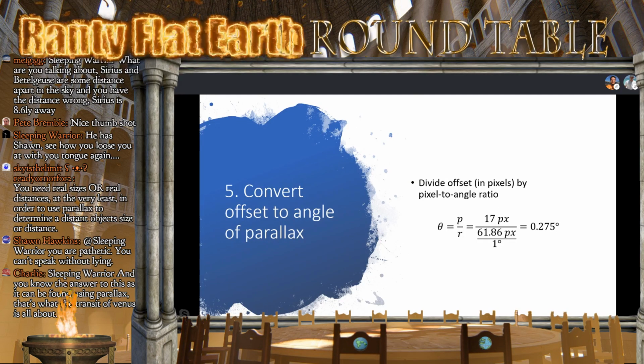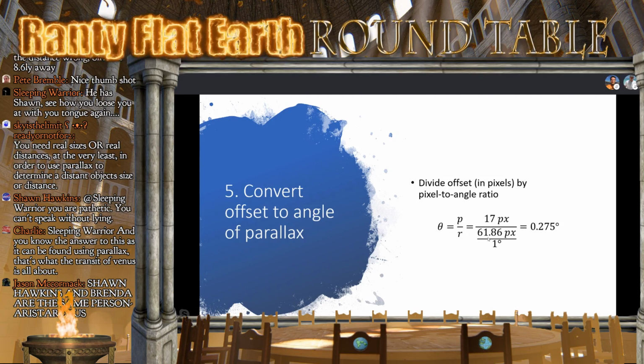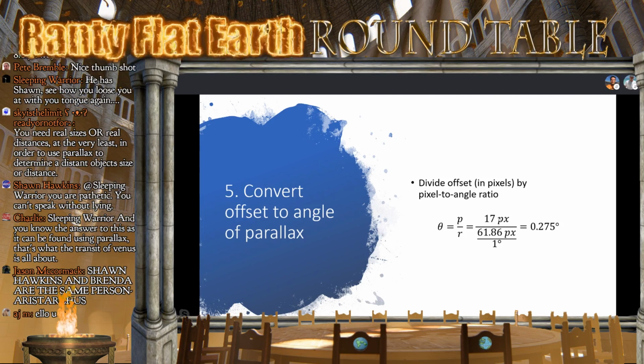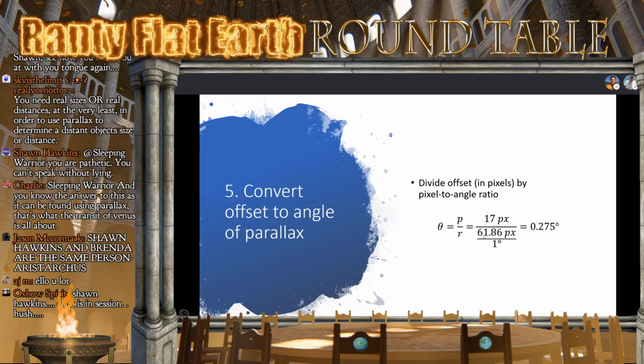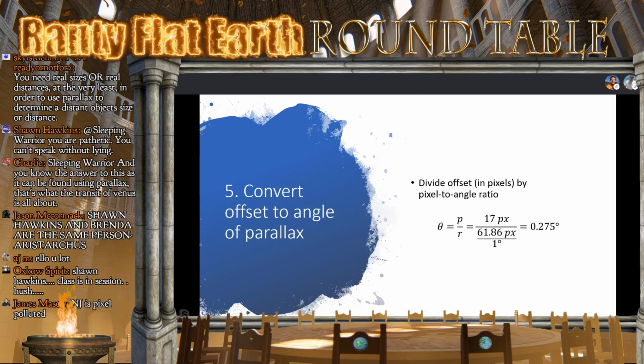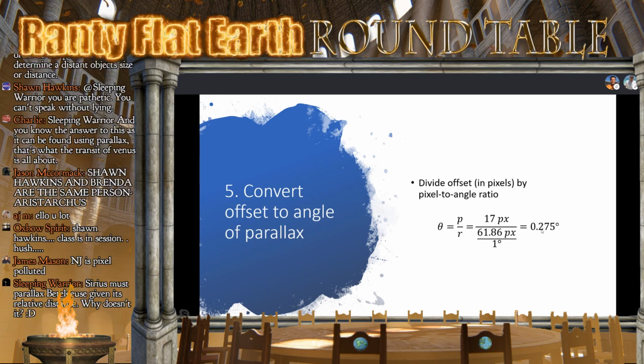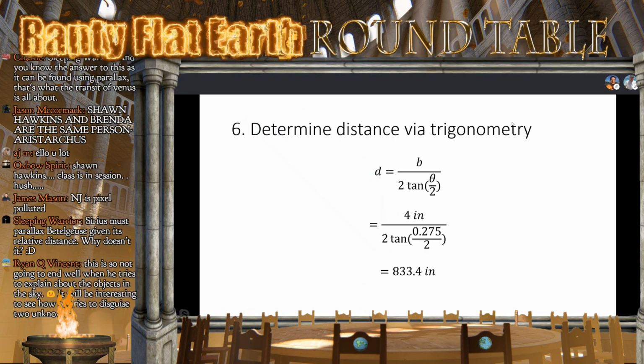I now take the pixel offset and divide it by my pixel to angle ratio. 17 pixels divided by 61.86 pixels per degree gives me an angular shift of 0.275 degrees. Now, using my known baseline of 4 inches and my known angle of 0.275 degrees, I can determine the distance to that object. If you follow along the math here, you come out with a value of 833.4 inches.